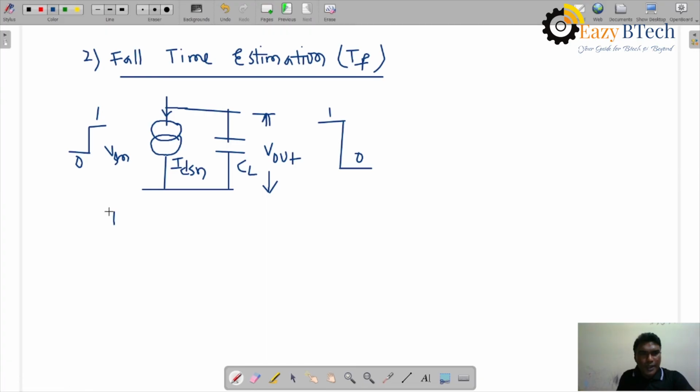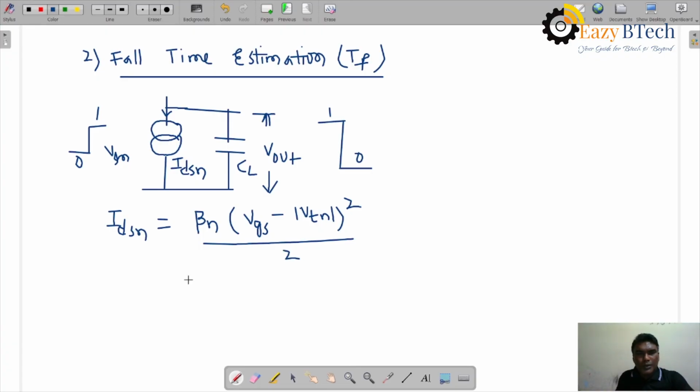So the equation will be for IDSN. The drain to source current of the NMOS transistor is equal to beta N into (VGS minus the magnitude of VTN) whole square by 2, same as before, only placing NMOS instead of PMOS. Similarly, V out equal to what we got previously: IDSN into T by CL, the load capacitance.